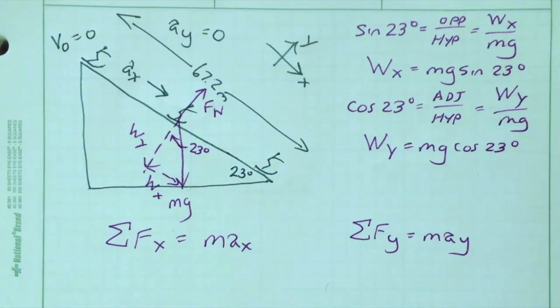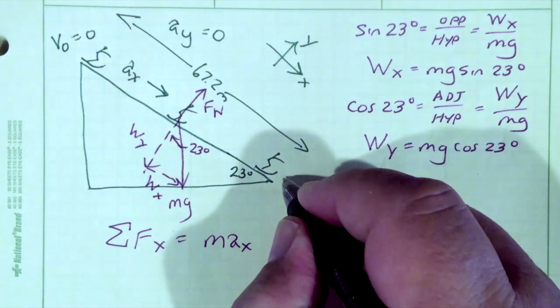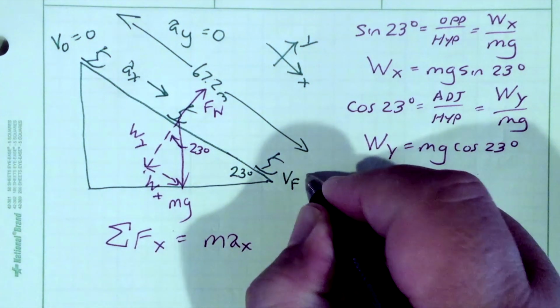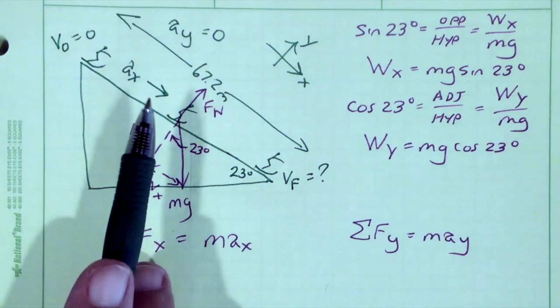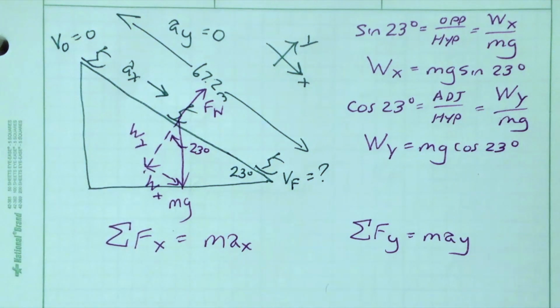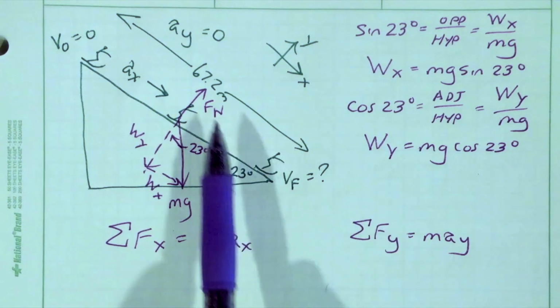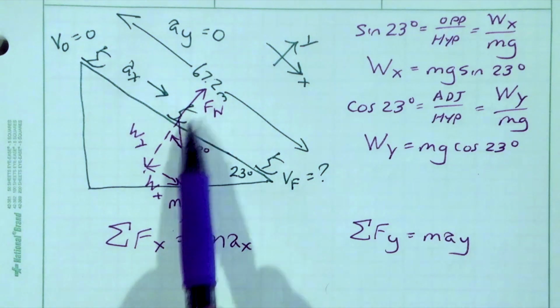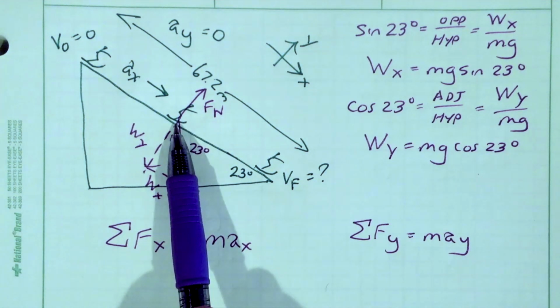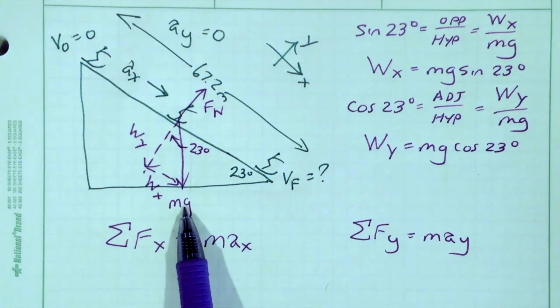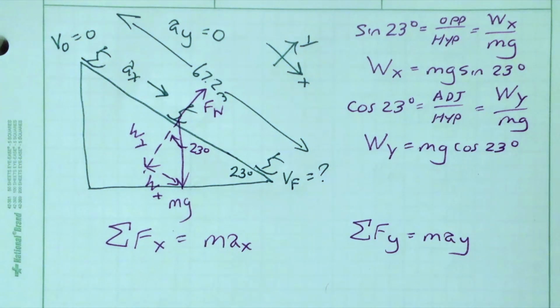All right, and if she slides down the slope, she will have a velocity v final at the bottom because she will experience an acceleration down the slope. And we have the length of the slope, 67.2 meters. We include, as before, the normal force, which is perpendicular to the slope, and the weight force, which is always straight down.